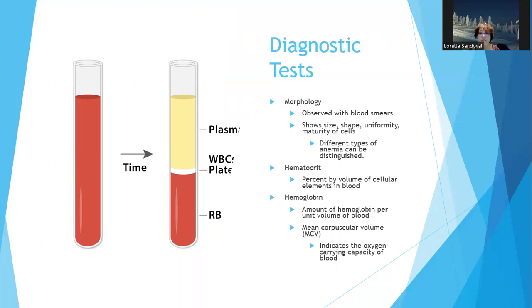Hemoglobin is the amount of hemoglobin per unit volume of blood, so it's expressed that way as amount per unit volume. Mean corpuscular volume, or MCV, indicates the oxygen carrying capacity of blood. They used to call blood cells corpuscles back in, I don't know, the 1800s, a long time ago. Now we know they're cells. This was before they knew about cells.